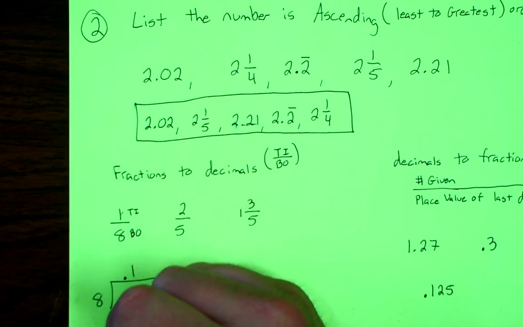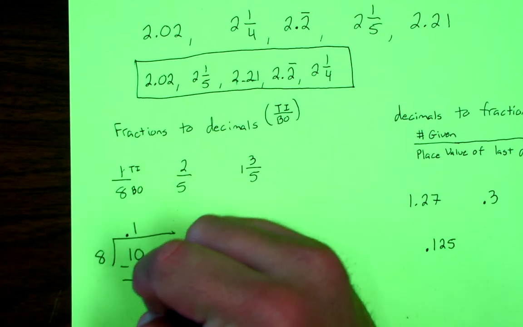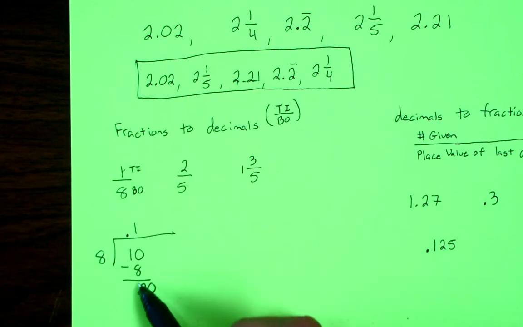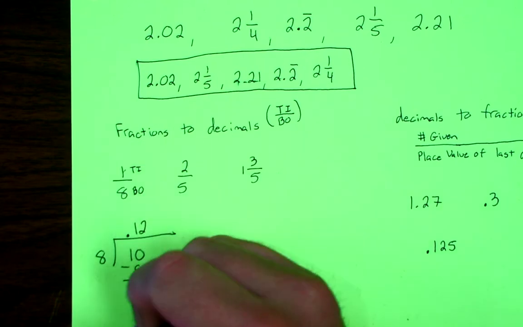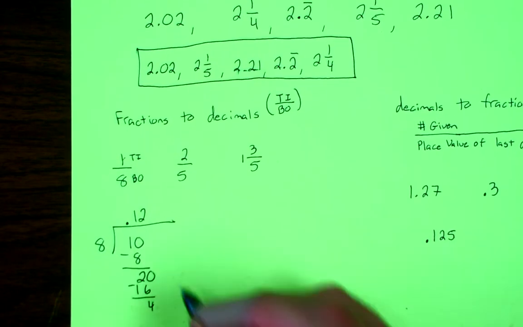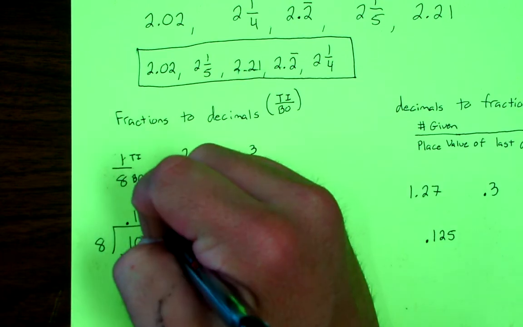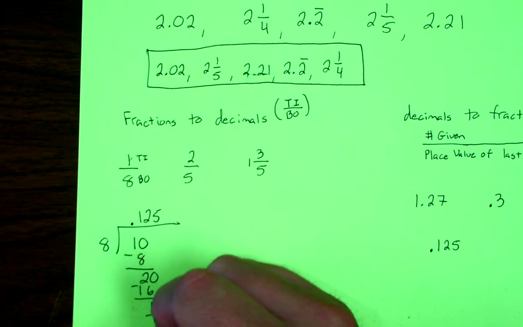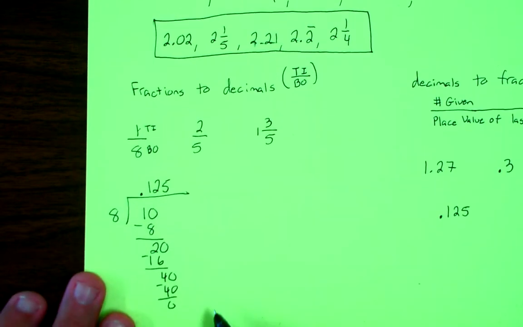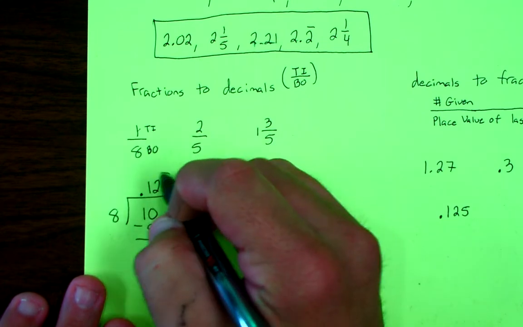Notice I have a remainder, so add a 0 behind it. 8 can go into 22 times. Again, I have a remainder, so add a 0 behind it. 8 can go into 40 5 times. Notice I have no remainder left, so that's it. 1/8 is the same as 0.125.